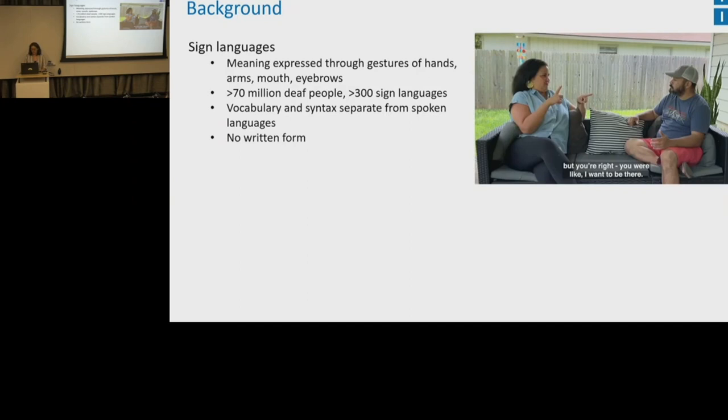Okay, so a little bit more background about sign languages. Sign languages are languages that express meaning through gestures of the hands, arms, mouth, and eyebrows, and to some extent the torso as well. There are more than 70 million deaf people in the world, we believe, and depending on how you count, possibly more than 300 sign languages used by them. Sign languages are completely distinct from spoken languages. They have their own vocabulary, their own syntax that's separate from the spoken language that is spoken in the same location, because they often developed independently of them, and they don't have a written form.